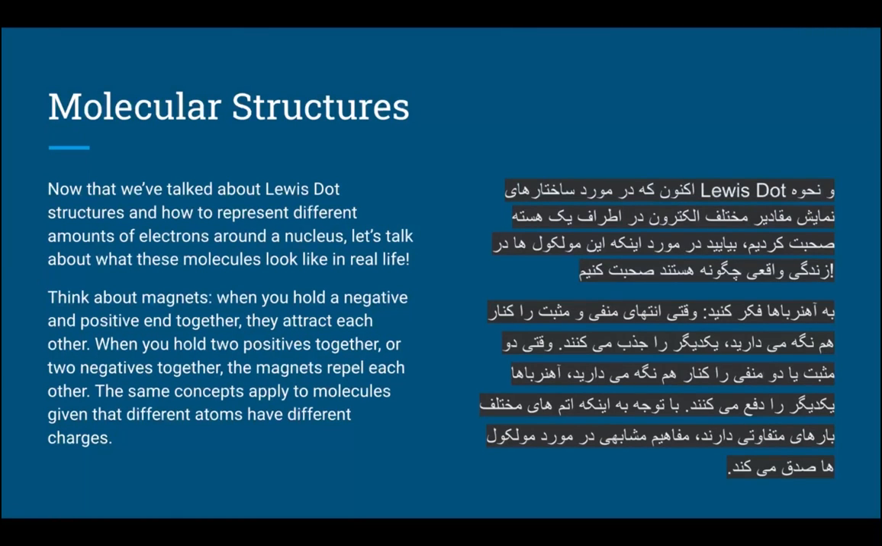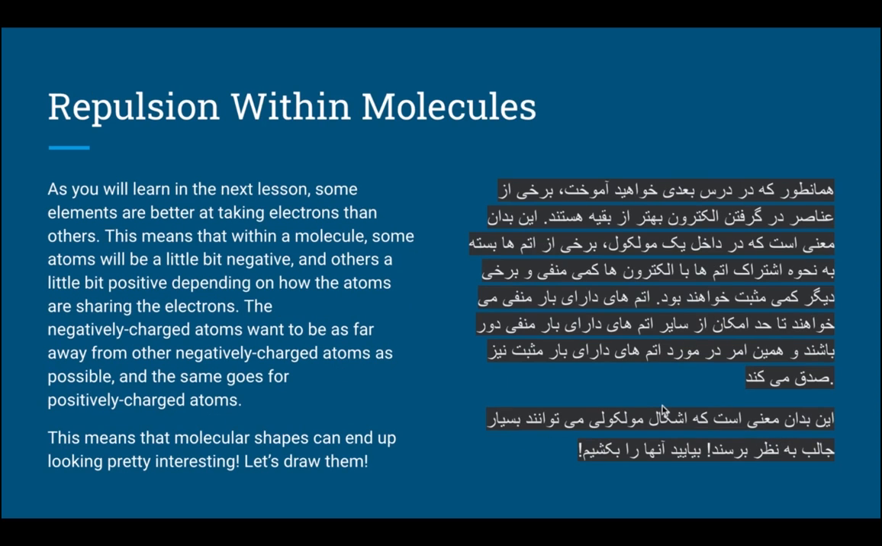Now that we've covered our lesson on Lewis dot structures and we've discussed the different amounts of electrons around a nucleus, let's apply these concepts that we've learned to real life. So let's use the example of magnets. Negative and positive ends attract each other, but two positives repel each other. Same with two negatives. Two negatives repel each other. This same concept applies to molecules, given that different atoms have different charges.